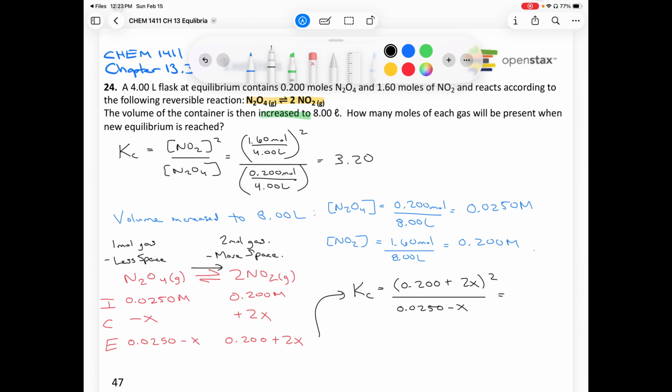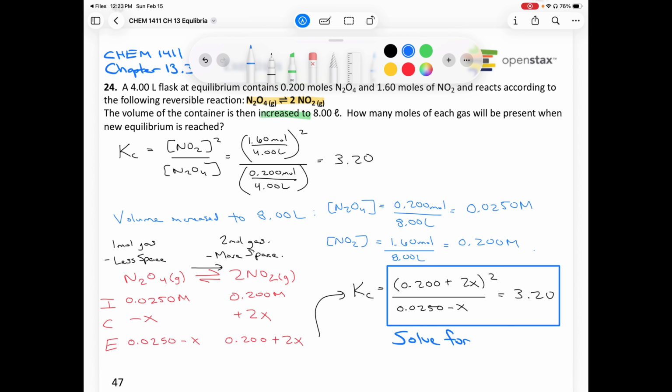And we know that all of that is going to be equal to 3.20. And so we can see here that we're going to have to solve a quadratic. We're going to have to take this whole thing here and solve for x. And this, again, is going to involve a quadratic. So we're going to have to put this equation in the form of ax squared plus bx plus c is equal to 0. So we've got to do that first.